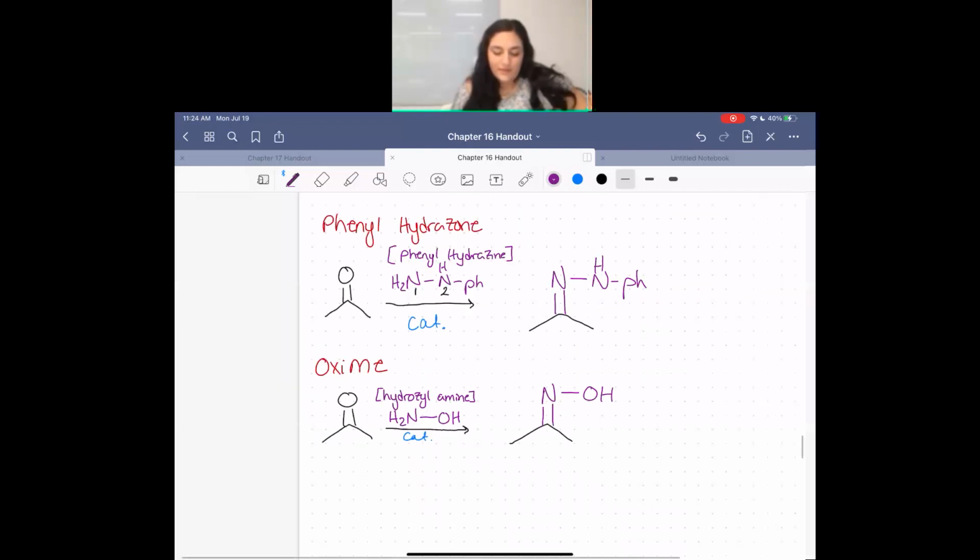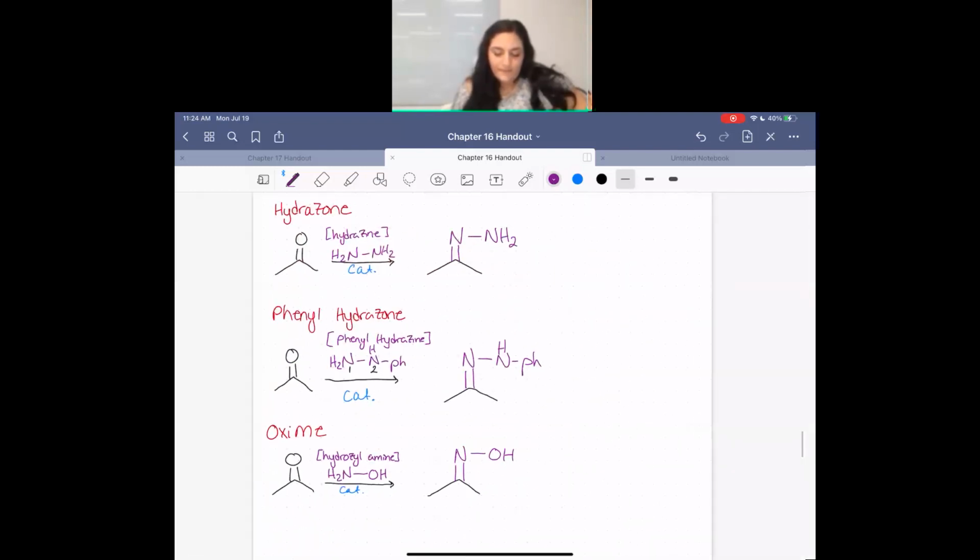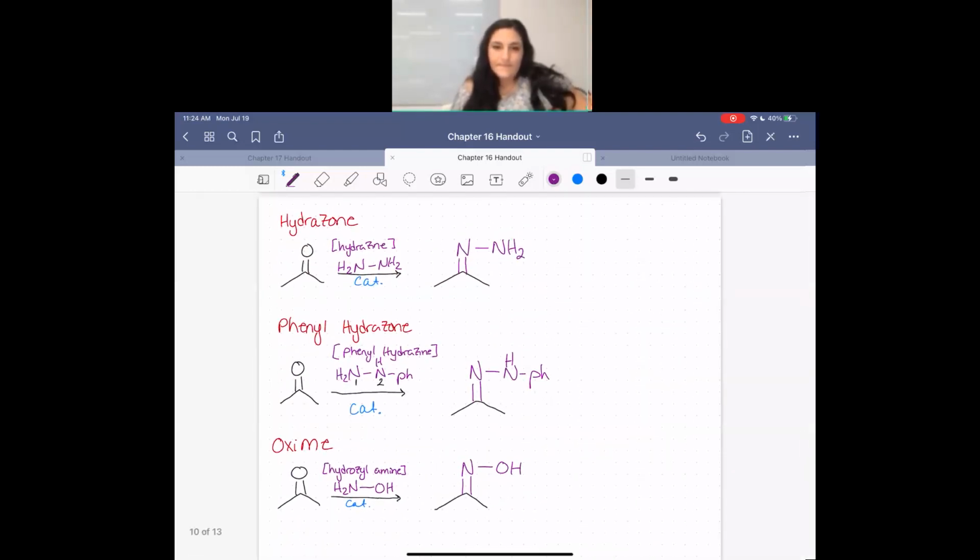So here, let me zoom out for you. And that is pretty much chapter 16 in a nutshell. There's also the Wittig reaction, but I have a few practice problems for the Wittig reaction, maybe 3 or 4. I don't want to spend time on it now. We'll go over it with the practice problems.